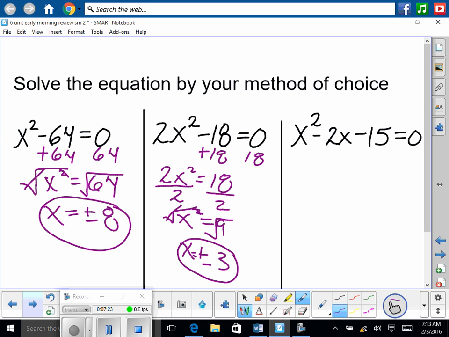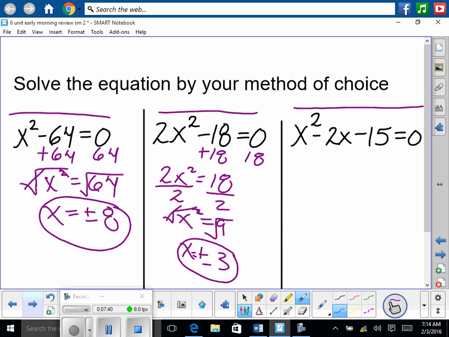Okay. So then with this one, well, first of all, one thing I need to say is, luckily in all these, I should have said this in the beginning, we always have to make sure it's set equal to 0. So that one was good, that one was good, and then this one's good as well. It's set equal to 0. So we can just start to solve.